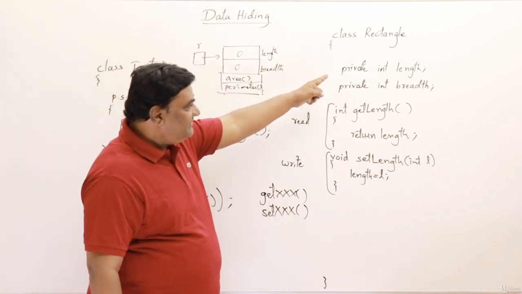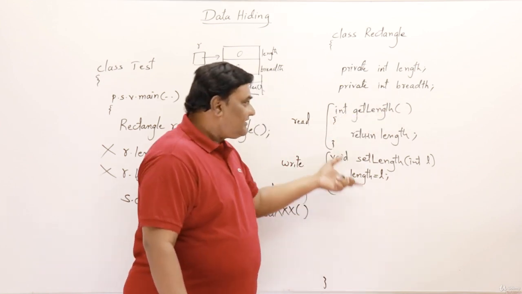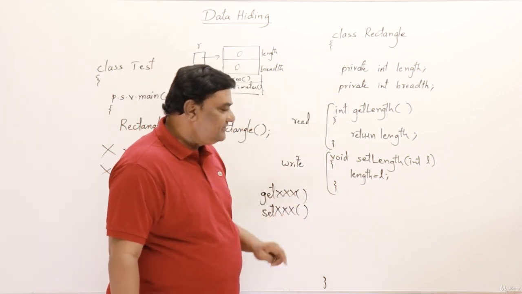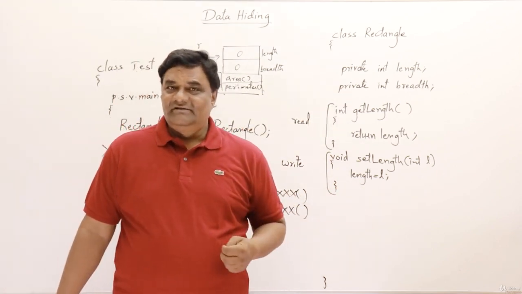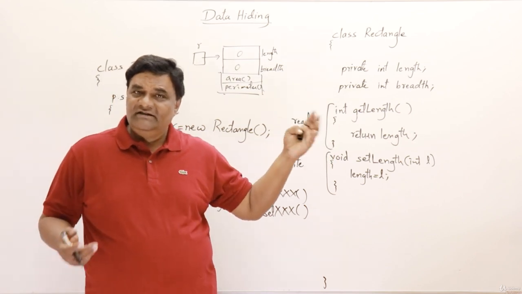I have written only for length, so we should write for breadth also, right? I did not write it, just length is sufficient for explanation. So assume that I have written for breadth also. So we write property methods. Why are we writing property methods? Because we made the data hidden. Then how can we access the data?